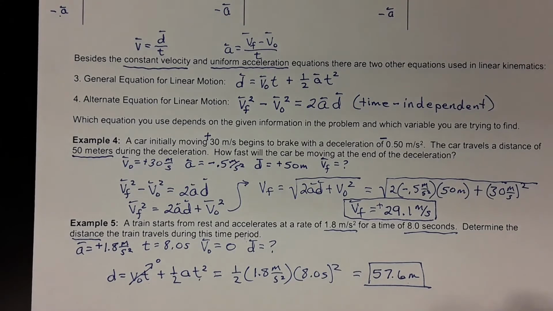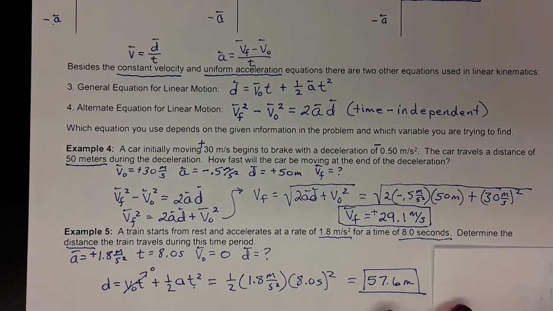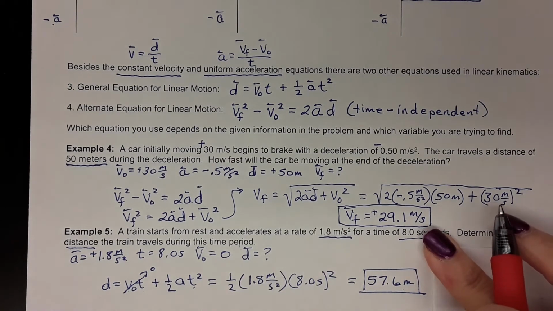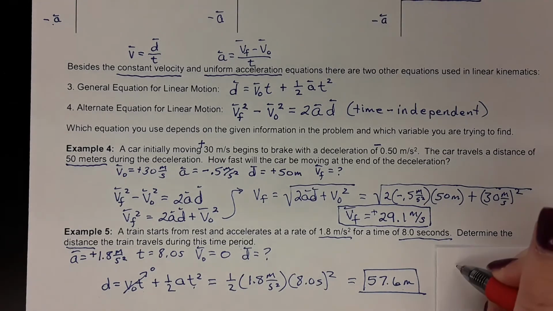Now, one more thing I'd like to discuss for a minute, and that would be objects that move in the vertical plane. Objects that are moving in the vertical plane. As long as there's nothing touching the object, we say that the object is in free fall.